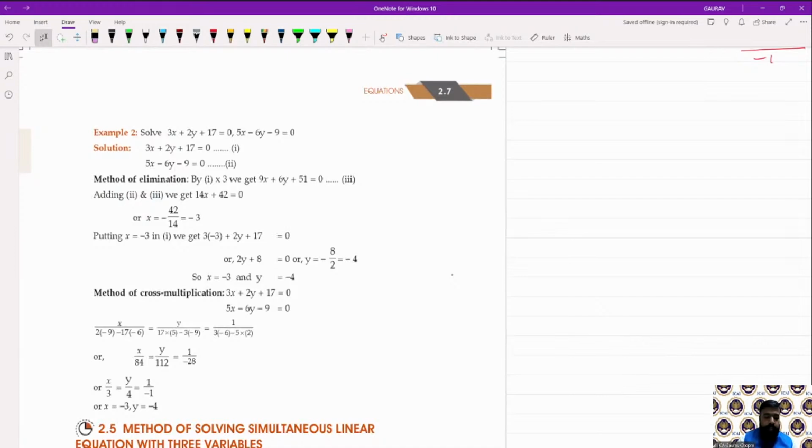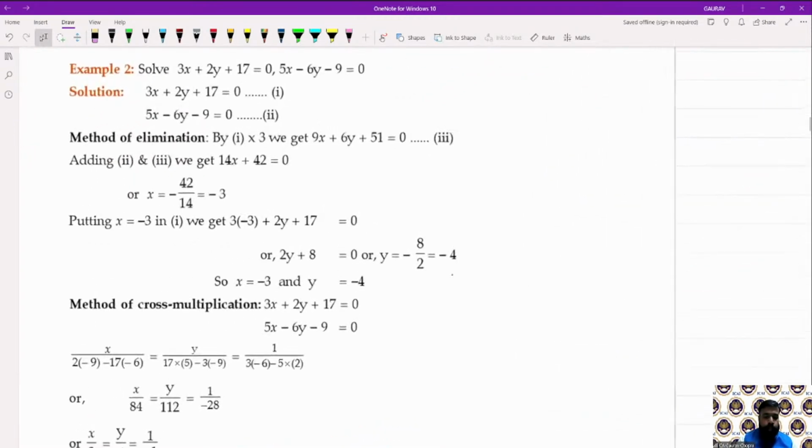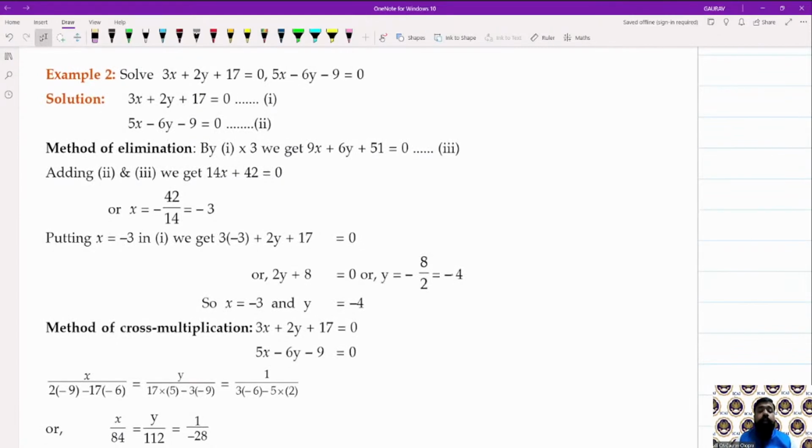So now we have the next question, example number 2. Example number 2 is: solve the two equations, and we have both the methods, elimination, cross multiplication, and even if we like, we can do substitution as well. So we can use any of the methods. So let's try using the elimination method. If we want to do it with the elimination method, we have to eliminate any one variable, either x or y.